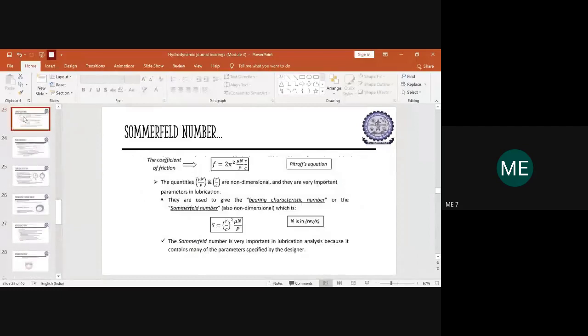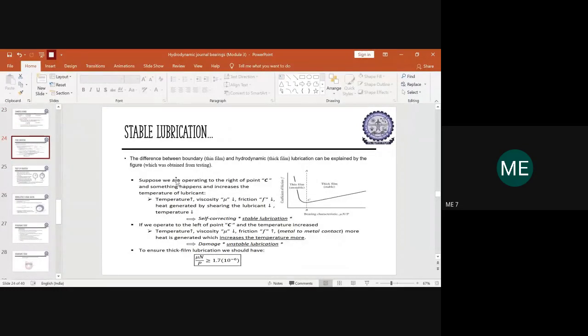The same concept we now use for stable lubrication. Suppose the journal is operating to the right of point C, the clearance between the radius of the journal and the radius of the bearing, and suddenly the temperature of the lubricant increases. When the temperature increases, obviously the viscosity comes down. It cannot retain the same viscousness at high temperature; it starts melting and the viscosity reduces. Due to the viscosity reduction, the friction associated with it also is reduced, so the shearing in the lubricant is down and the temperature also comes down. This is called a self-corrected stable lubrication.